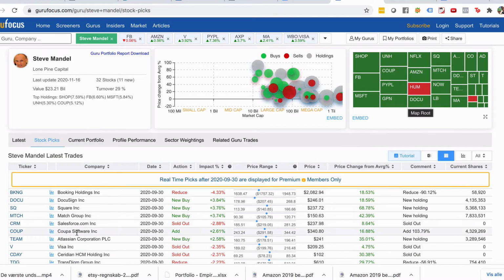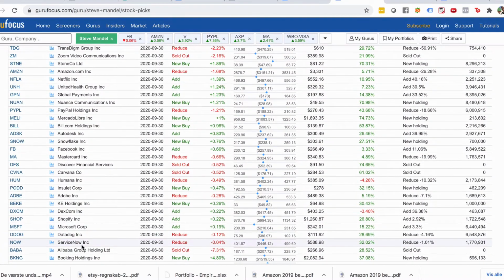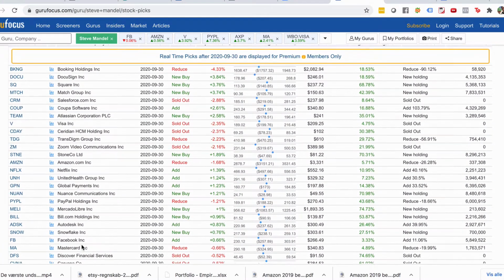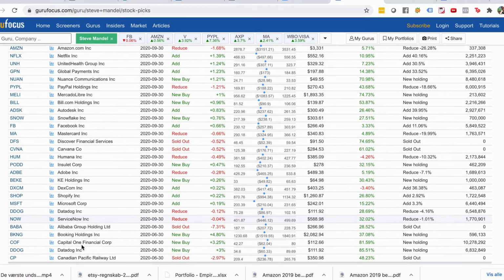So let's look at what he did. When I click on his name, it's going to tell me his latest movements. And I want to have a look at Facebook. So let's have a look here. Facebook. And here it is, Facebook. And I can see that the last time he bought some Facebook shares was in the third quarter of 2020.